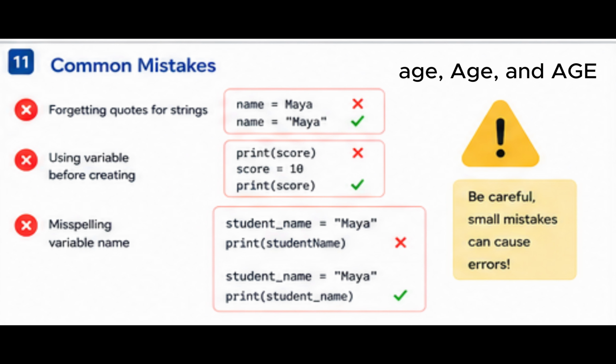Python has rules for naming variables. Variable names can contain letters, numbers, and underscores. However, they cannot start with a number, contain spaces, or use special characters like hyphens. Variable names are also case-sensitive, meaning Age and age are considered different variables. Good variable names make programs easier to read. For example, student underscore name is much clearer than simply using X or Y. Choosing descriptive names is a good programming habit.